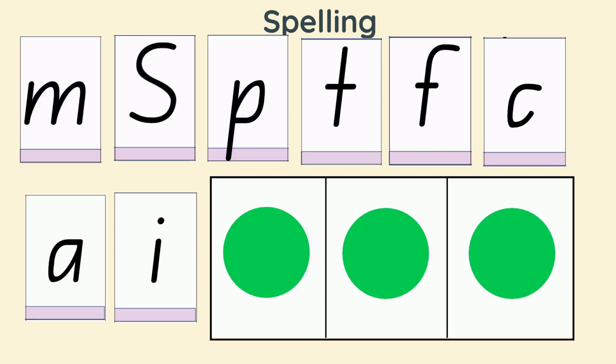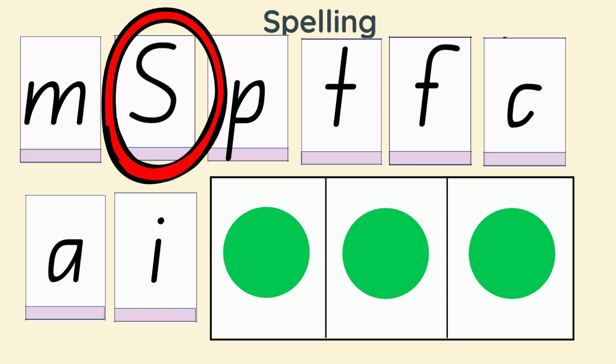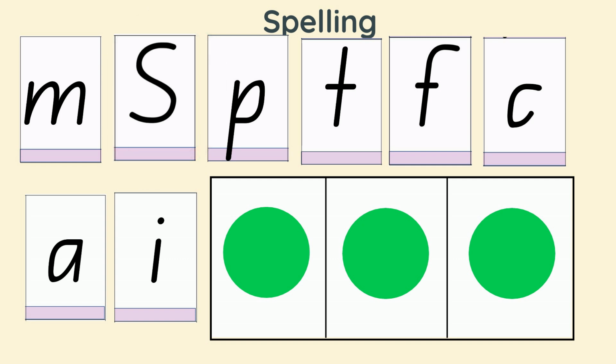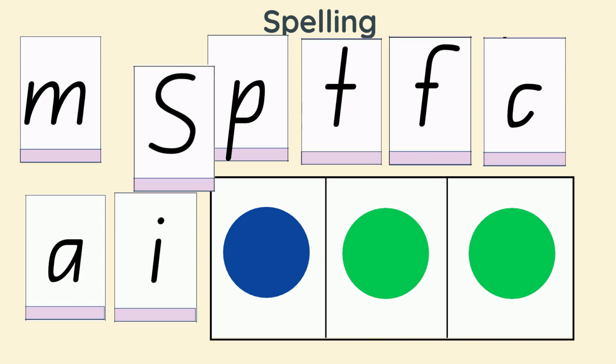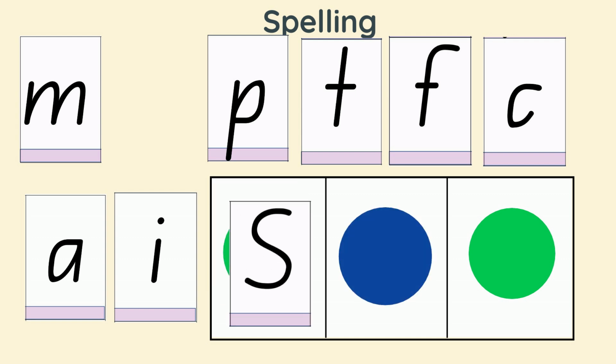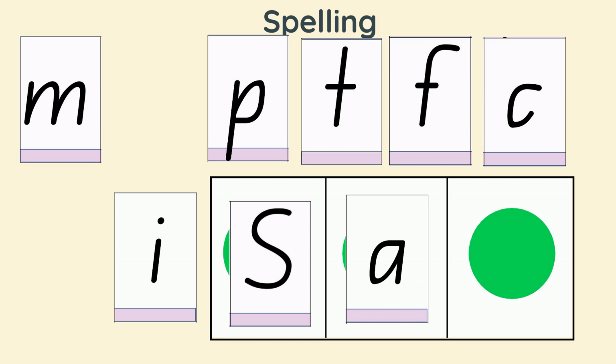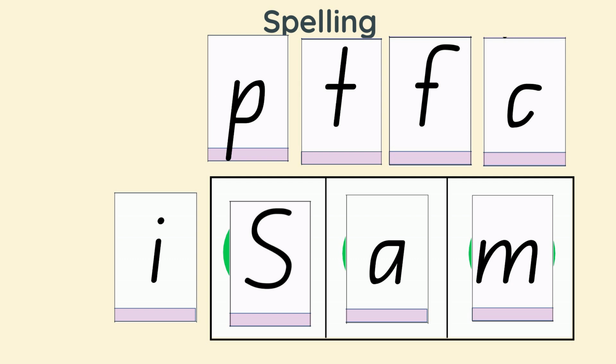I have swapped my S for a capital S because I want to spell a name, Sam. S, A, M. S is the first sound, and because it's a name, I need that special capital letter S. S, A. A is my vowel. Did you choose the letter A? S, A, M. My final sound is M. Which letter do I need? I need the letter M, of course. Sam.